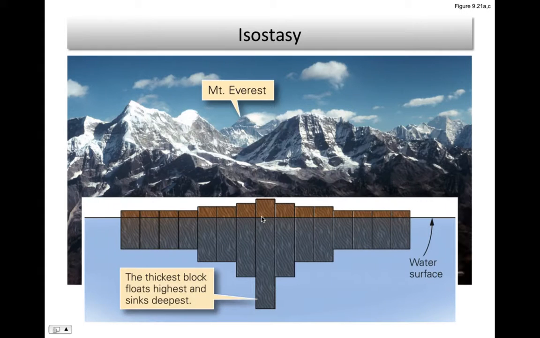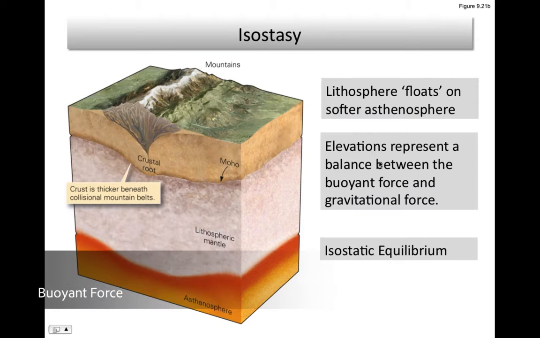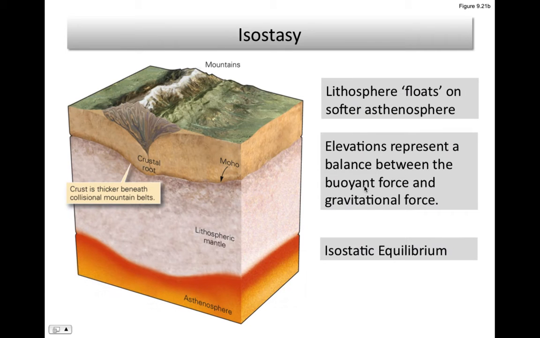So kind of the analogy are these wood blocks. In order to have these mountains at high elevations, I need a bigger mass underneath them to buoy them up. The elevations that we see on Earth's surface represent a balance between the buoyant force of this block floating on the asthenosphere and the force of gravity that pulls it down. And we call that isostatic equilibrium, right?